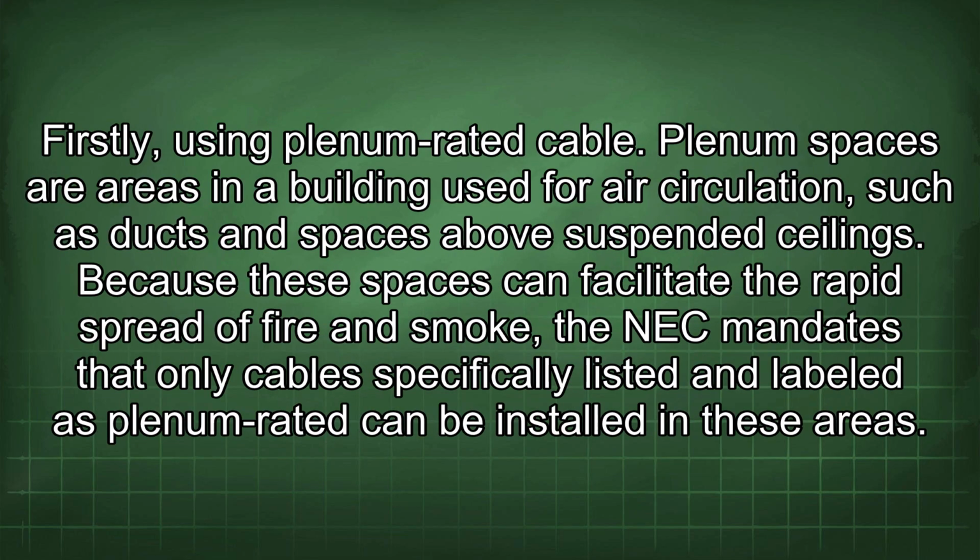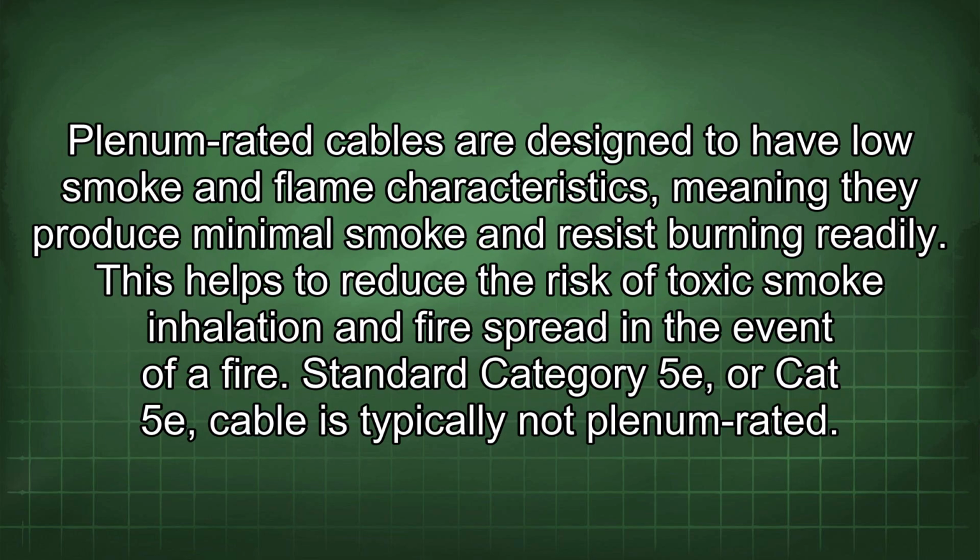Firstly, using plenum-rated cable. Plenum spaces are areas in a building used for air circulation, such as ducts and spaces above suspended ceilings. Because these spaces can facilitate the rapid spread of fire and smoke, the NEC mandates that only cables specifically listed and labeled as plenum-rated can be installed in these areas. Plenum-rated cables are designed to have low smoke and flame characteristics, meaning they produce minimal smoke and resist burning readily. This helps to reduce the risk of toxic smoke inhalation and fire spread in the event of a fire.